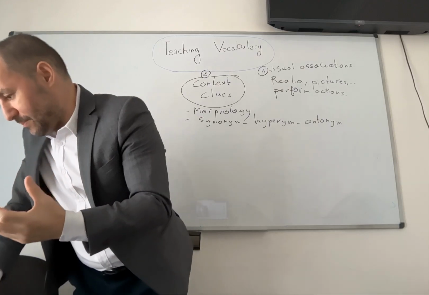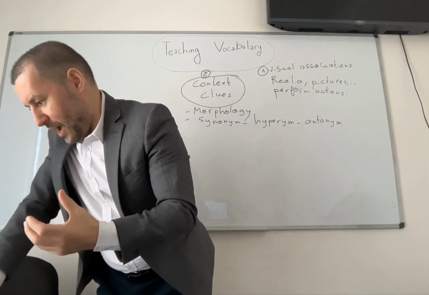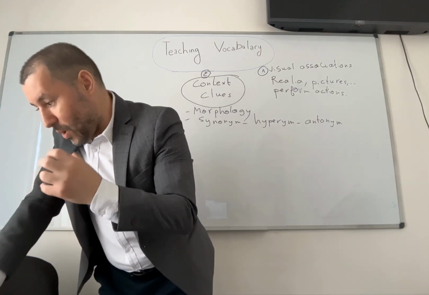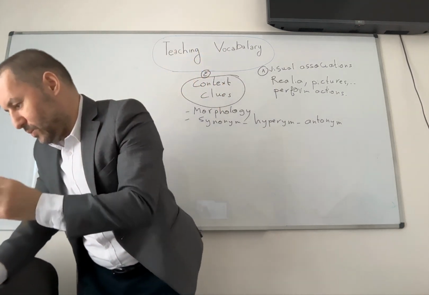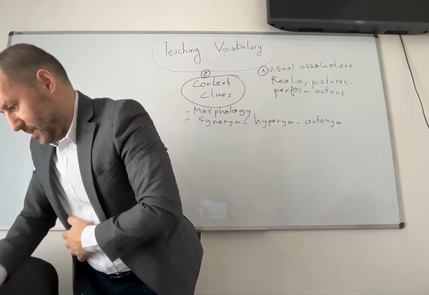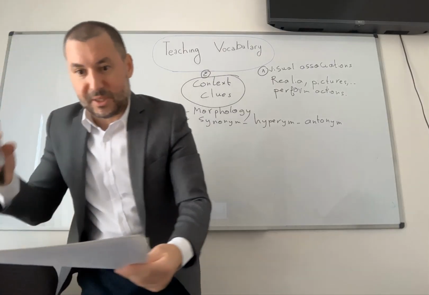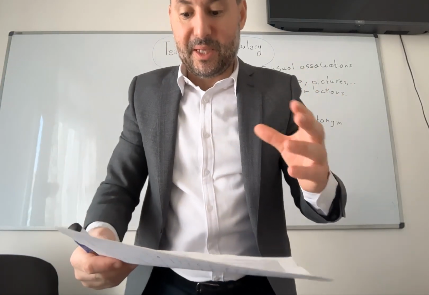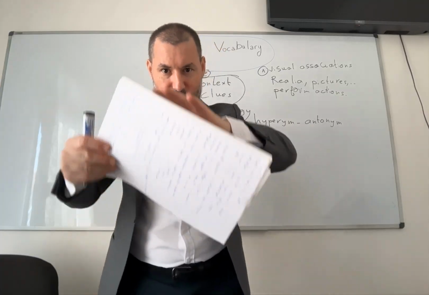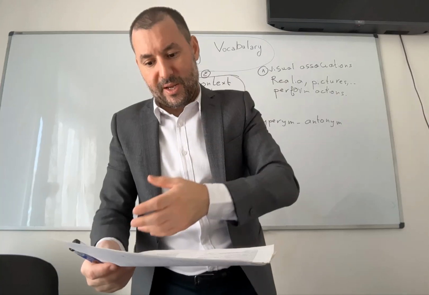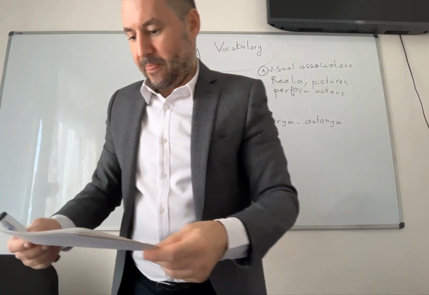Hyponym. So hyponym, we have a word that is general, and then another word which is specific. Let's give an example. The museum contained almost every type of vehicle. So vehicle, that's a general word. Then cars, trains, and so on. Okay?